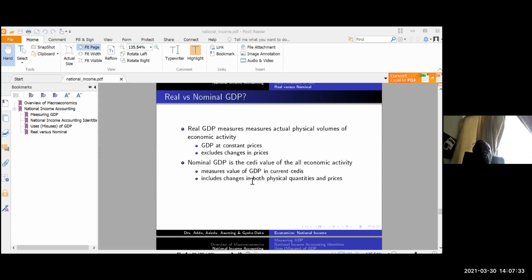So it includes changes in both physical quantities and prices. Output may be increasing and prices may also be increasing, and then you multiply the two, it gives you your nominal GDP. But in real GDP terms, the focus is more on the physical volumes, keeping prices constant.